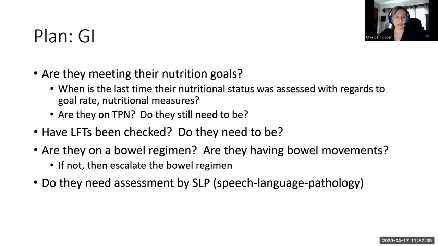And then finally, see if they need to be assessed by speech and swallow service, because if the patient's been extubated, but they were intubated for a while, or if they had a head injury or other reason to be concerned about their ability to safely swallow, then that might be something that you need to obtain.